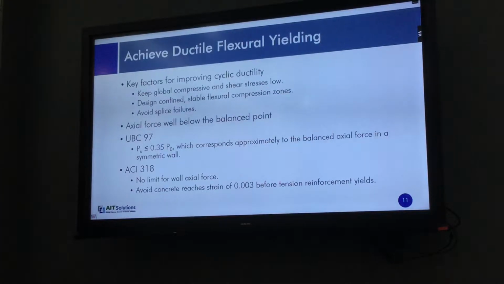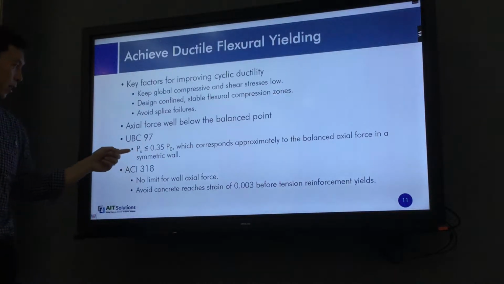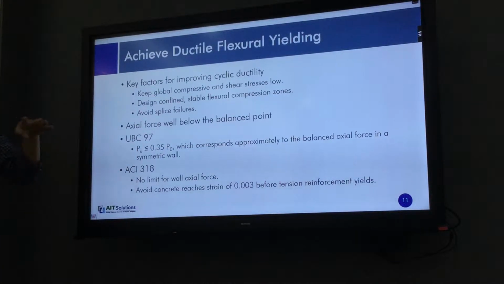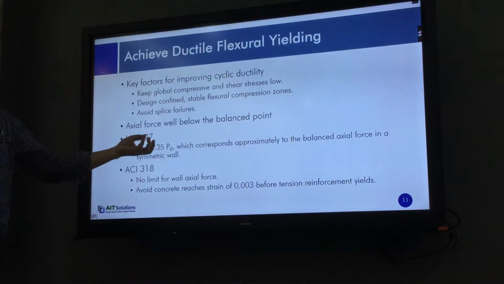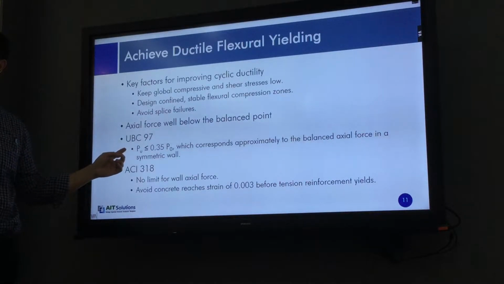And axial force should be well below the balance point. In UBC 97, it suggests that axial compressive force should be limited to 0.35 P naught. P naught is the axial compressive capacity of the wall. So the demand should be less than 35% of the capacity of the wall. But in ACI 318, there is no limit like this one.